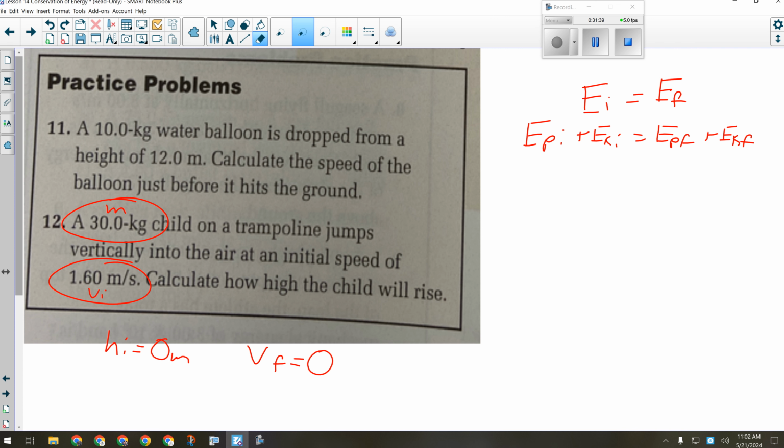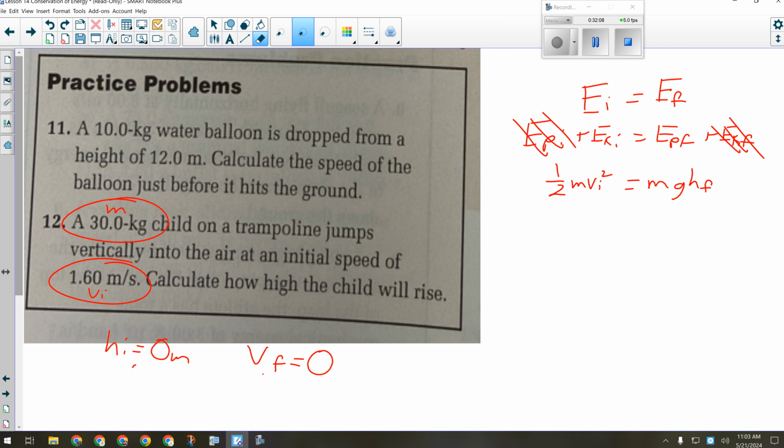Given the context of this question, my initial height is 0. That means my initial potential energy is 0. My final velocity or speed is 0, so I don't have any final kinetic energy, and I'm back to kinetic equals potential. So I'll have 1/2 m v initial squared equals m g h final. I'm looking for h final. What do I do to get it by itself?